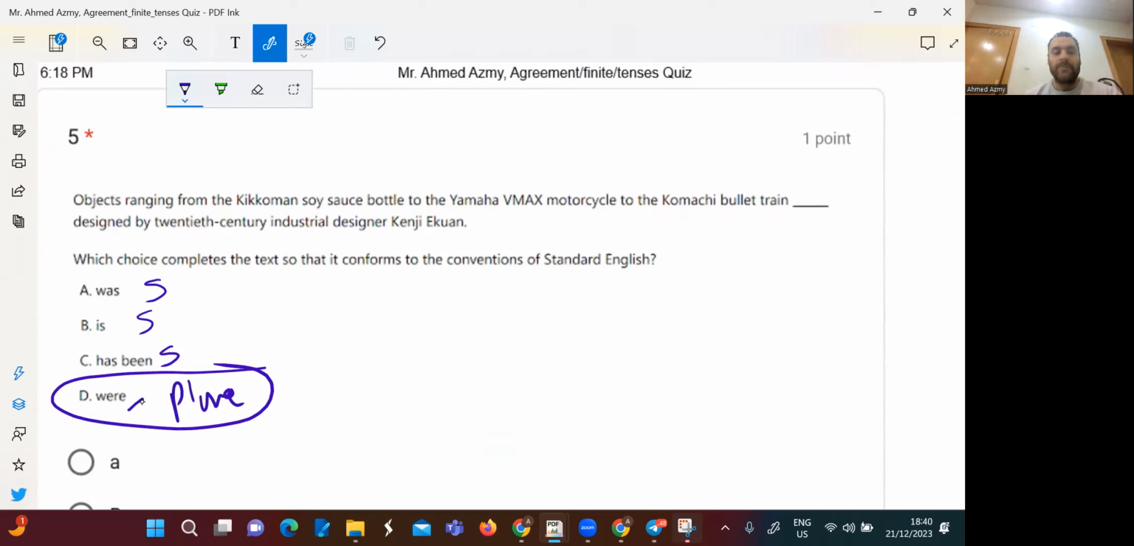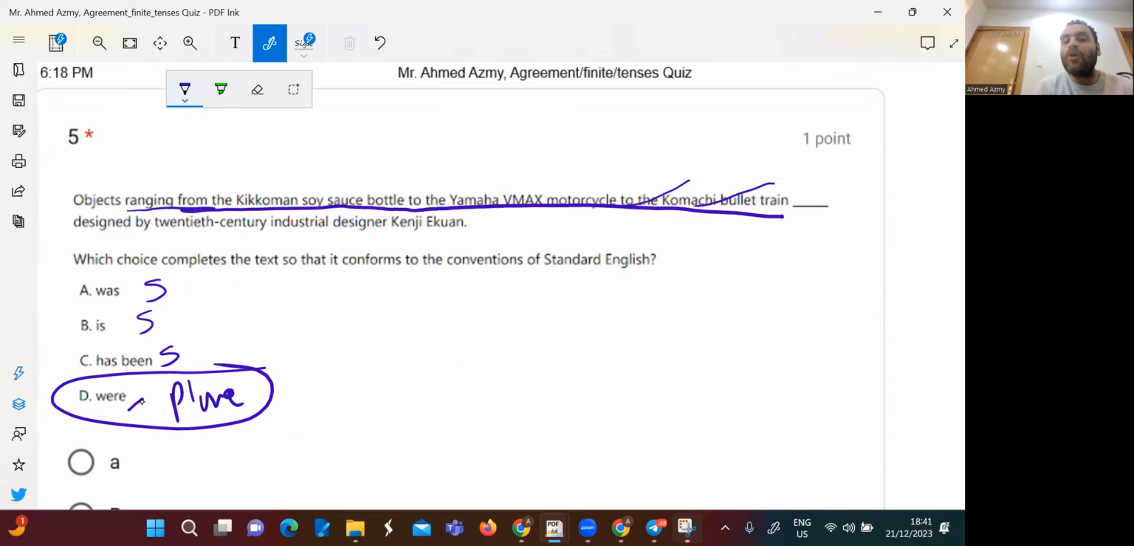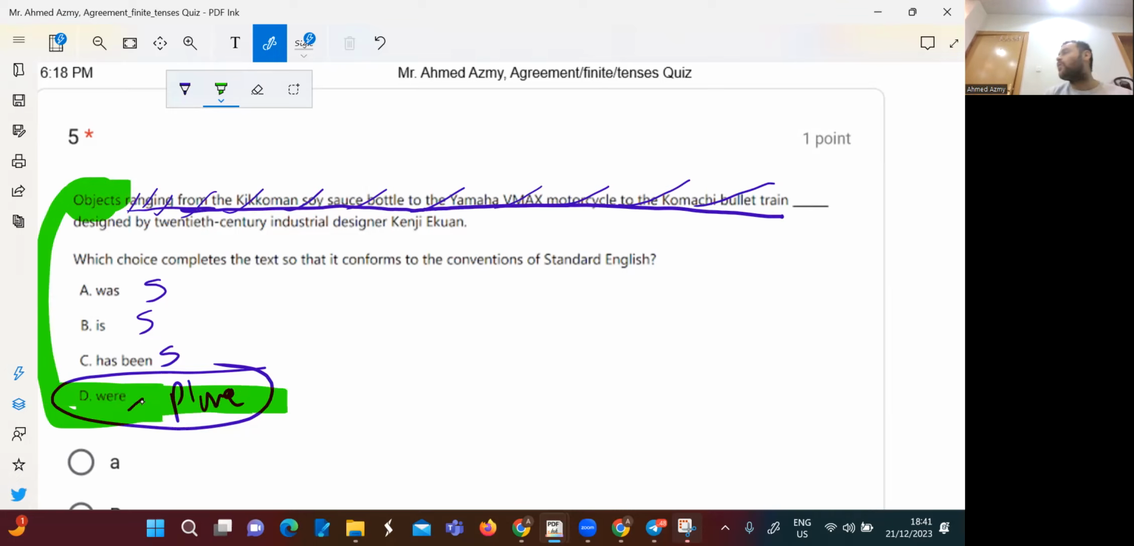Okay. So where is the subject? Did you see, everyone? All of this, look, from to all of those are phrases. So you eliminate them. So the subject is objects, plural, where.